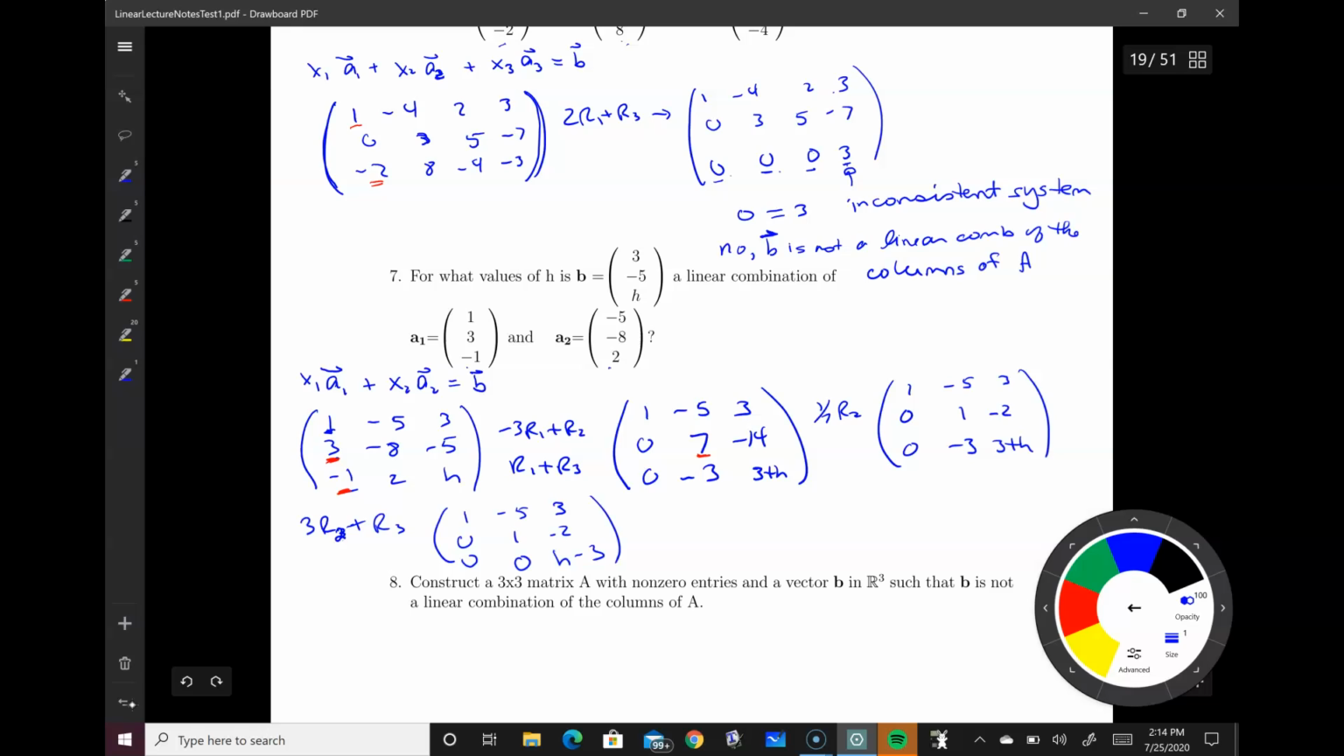All right, so again, this is my augmented system. I need to find out what h has to be so that this system is consistent. This will be consistent if h equals 3, because then I would have 0 in this position, and that would make it consistent.